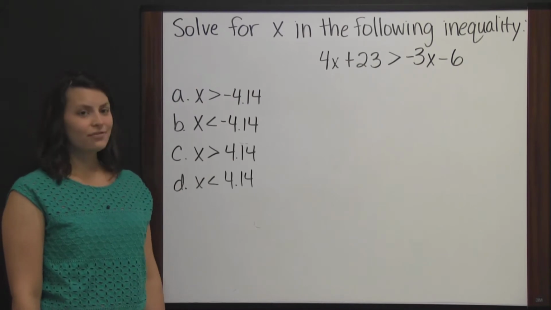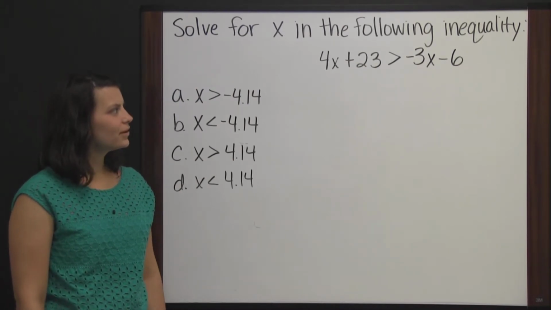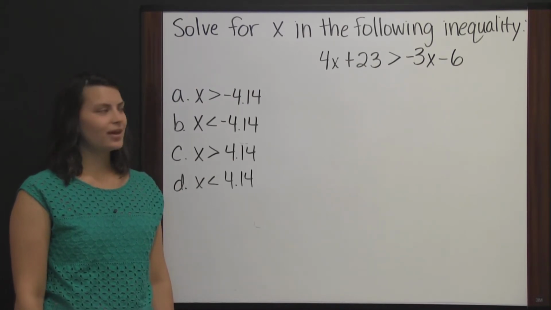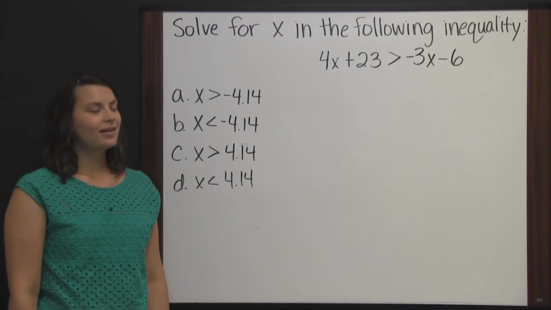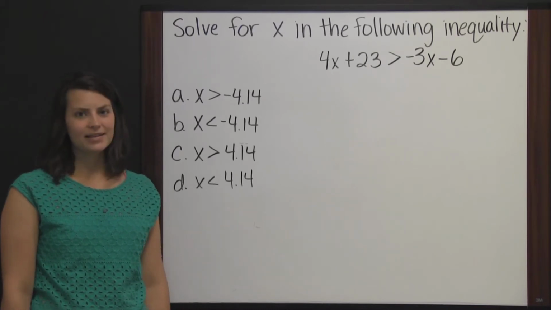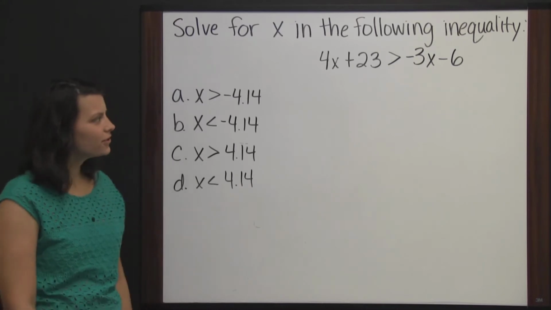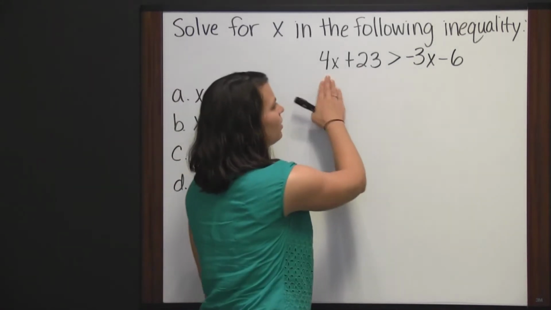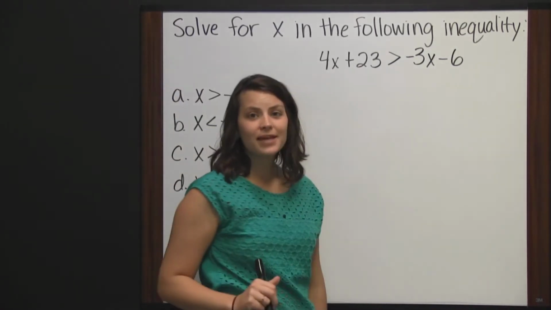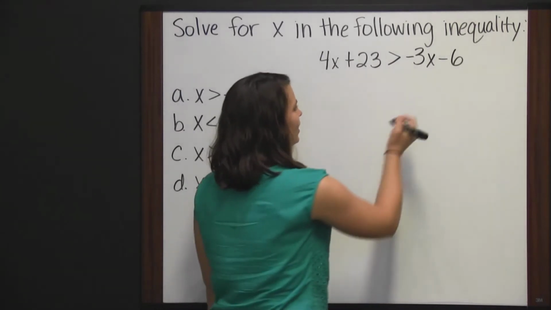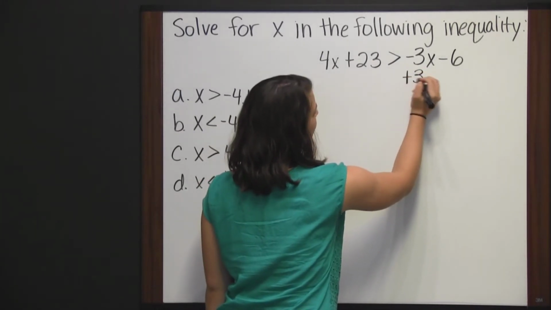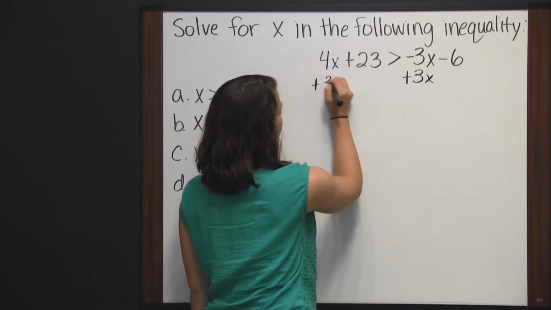Solve for x in the following inequality. 4x plus 23 is greater than negative 3x minus 6. The first thing we want to do is get all of our x terms on the same side of the inequality. I'm going to do this by adding 3x to both sides.